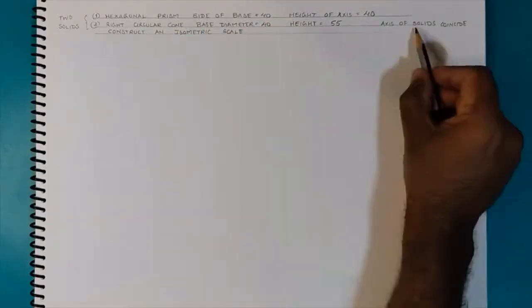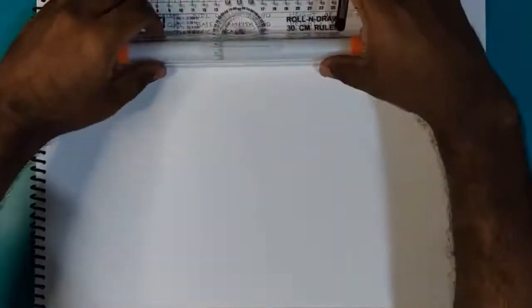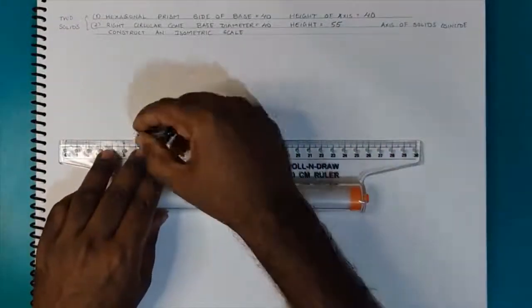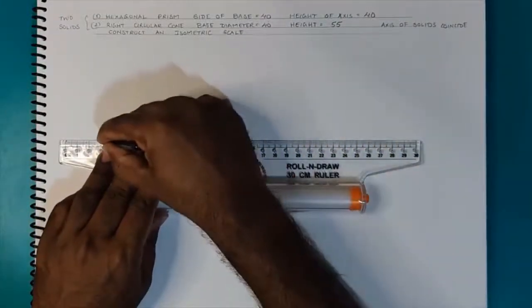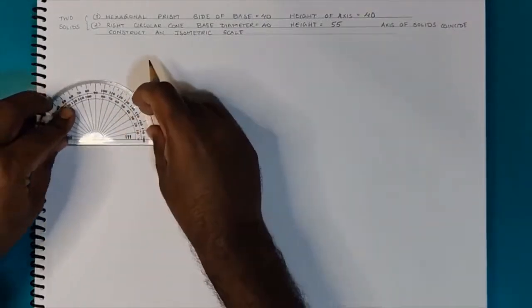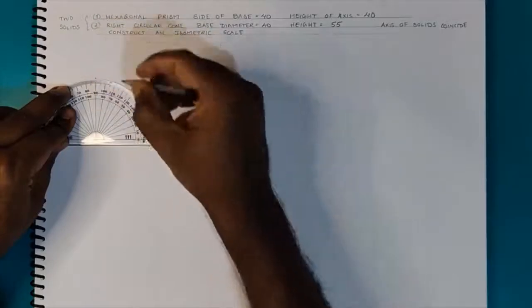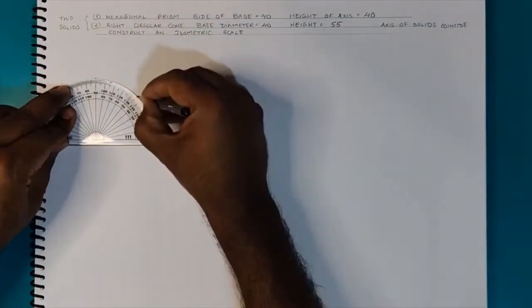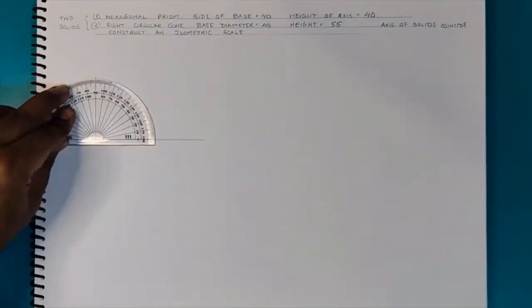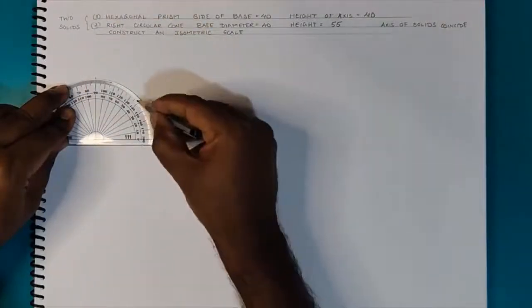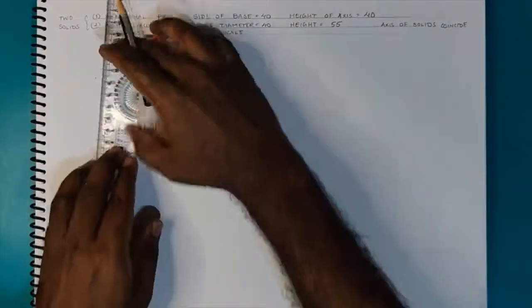Now we move on to the construction part. We have written all the important things in the sketchbook, and we start by drawing the isometric scale. I have drawn a horizontal. Now I'll use the protractor to mark 90, 30 and 45 degrees, and then I'll be drawing lines through them.